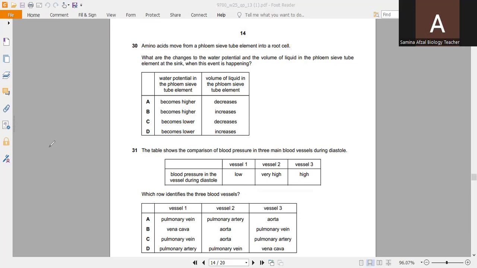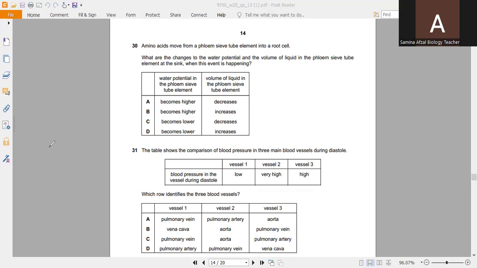As amino acids are actively or passively unloaded from the sieve tube elements into the surrounding sink cells, the solute concentration inside the sieve tube element decreases. So then what changes can take place in the water potential? A decrease in the solute concentration means there are fewer solute molecules to lower the free energy of water. So therefore the water potential inside the sieve tube elements becomes higher or less negative.